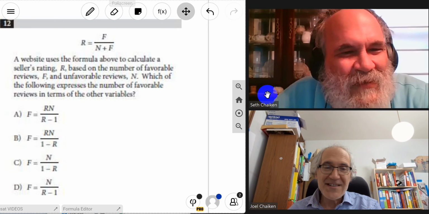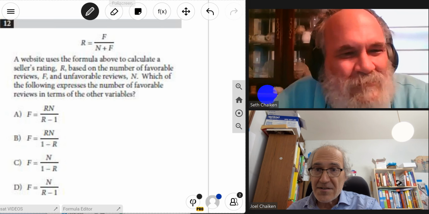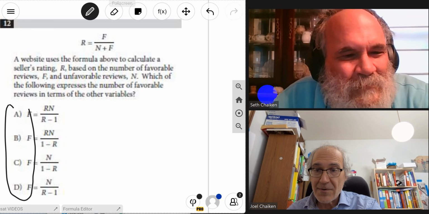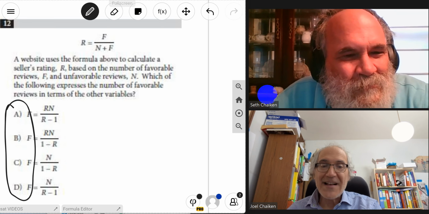As soon as I see this, I say literals. A literal equation is what you did in algebra, where you solve for one variable in terms of the others. You look at the answers and realize that F equals, which means we're going to be solving for F.